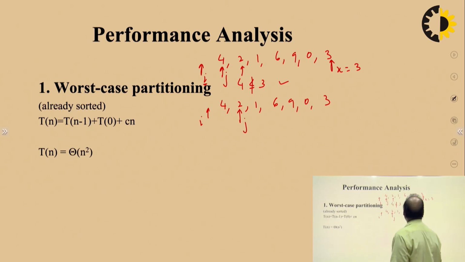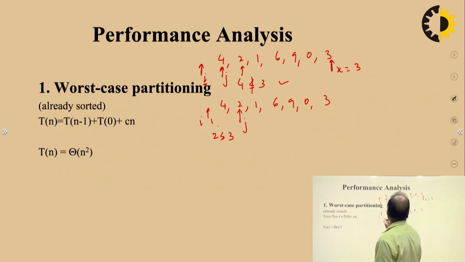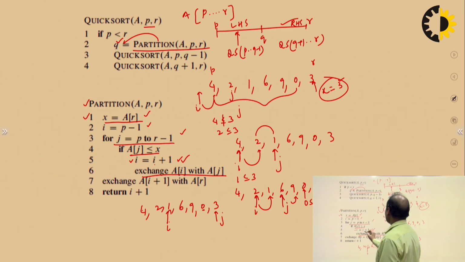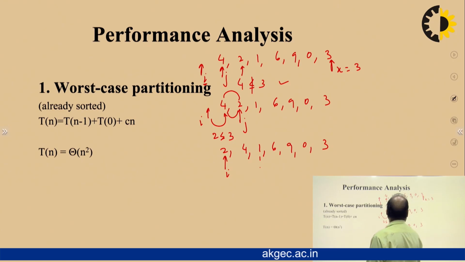So now here 2 less than or equal to 3, correct? Yes. So if this is the situation, then I is increased, okay, then A[I] and A[J] exchange, that means this guy and this guy will exchange. So 2, 4, 1, 6, 9, 0 and 3. I will be here and J will automatically increase, clear?